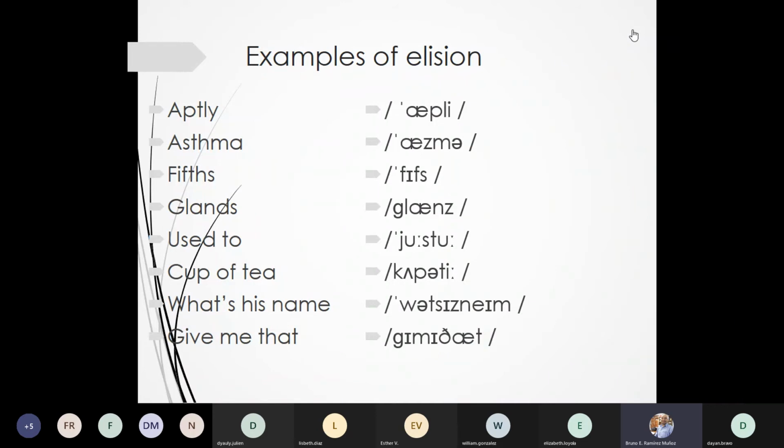Which element was elided? In the first one, we have T. And the second one, we have the inter one. Yes, this is exactly. And the third one, we have a T as well. No, maybe we have, let me see, T and H. I don't know if I'm going to pronounce it well.